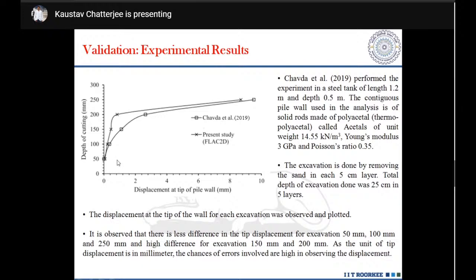Okay, and what we have done is that we have computed the total displacement. It is seen that there is less difference in displacement for excavation depths of 50 millimeter and 100 millimeter, and high difference at a depth of cutting around 200 millimeter. Okay, so the chances of errors were quite low in this case.